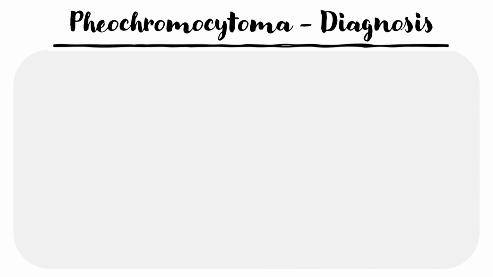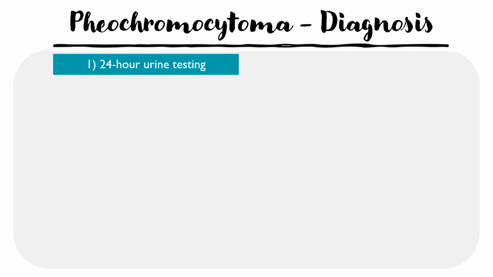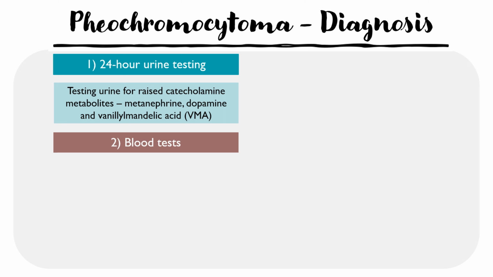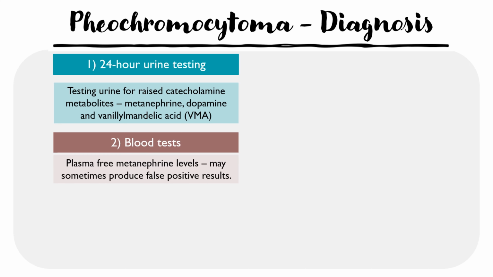Turning towards the diagnosis of pheochromocytoma, the first line investigation is usually 24-hour urine testing. And the way this works is that we measure the urine for raised catecholamine metabolites, which are basically the breakdown products of adrenaline or noradrenaline. And if these are raised beyond 2 times the upper limit of normal, it suggests a diagnosis of pheochromocytoma. In a similar way, we can do blood tests as well, which measure plasma-free metanephrine levels, but the only trouble with this is that they sometimes produce false positive results. So 24-hour urine testing is usually preferred.